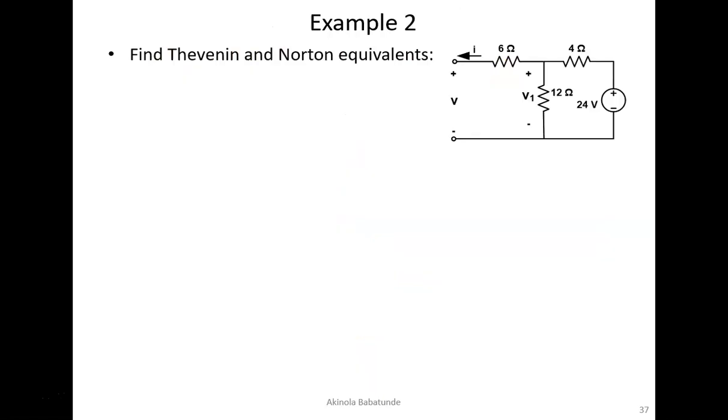So here is a second example we can look at, and this second example actually has raw figures. So we're going to quickly use this to demystify whatever questions you probably have in your mind. Find the Thevenin and Norton equivalents of this circuit. So you can see we have a voltage source here, we have 3 resistances, and we have a terminal voltage here.